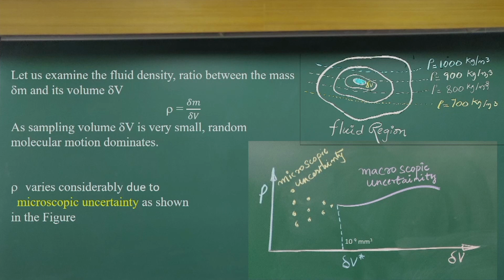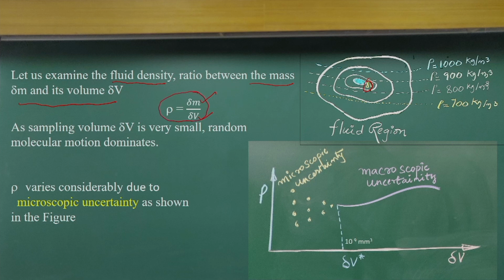These properties at the molecular level are reflected in a very interesting concept. Let us consider a very basic fluid property, the fluid density. That is the mass per unit volume. If I consider a very tiny delta V as the sample volume, the density is delta M by delta V, mass per unit volume.